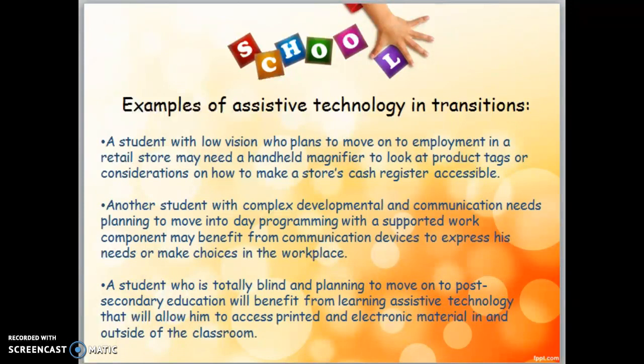Another is a student with complex developmental communication needs who moves into day programming with a supported work component and may benefit from communication devices to express his needs or make choices in the workplace. And a student who is totally blind and planning to move on to post-secondary education will benefit from learning assistive technology that will allow him to access printed and electronic material in and outside of the classroom.